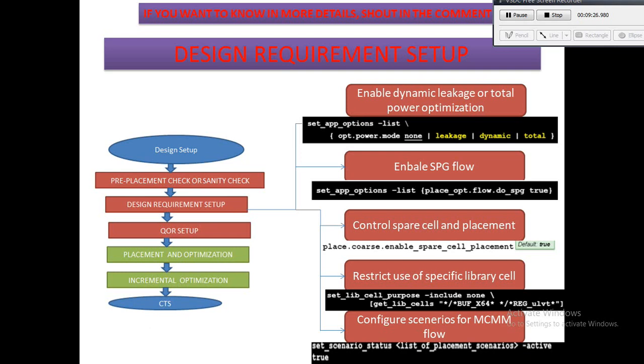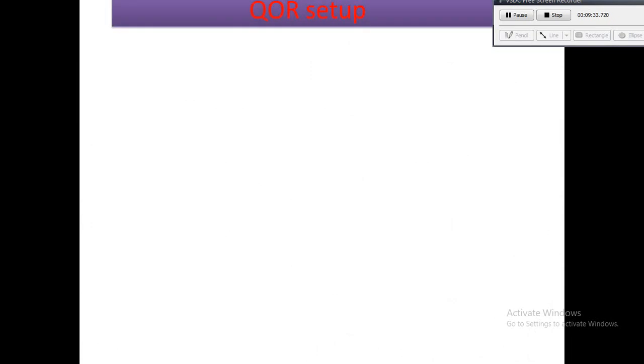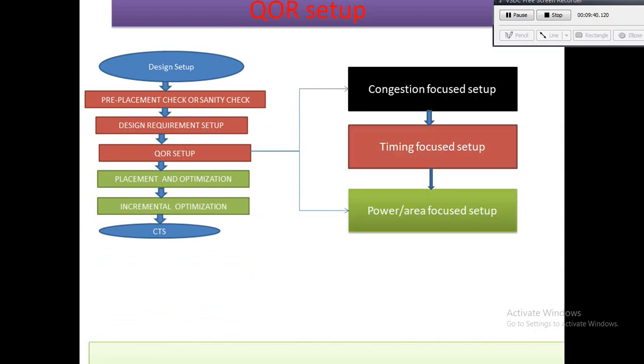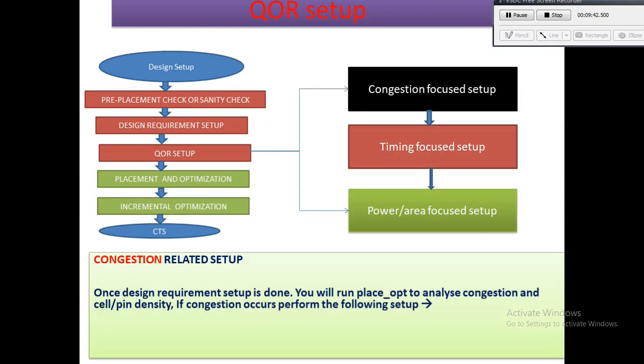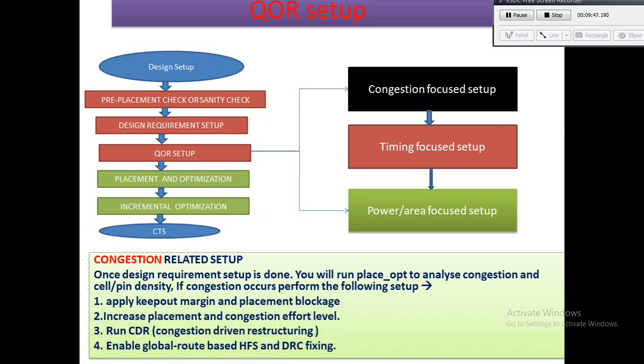So now QoR setup. After the design requirement setup, we come to the QoR setup. We do the QoR setup according to the QoR requirements. After running place_opt, first we will check the congestion. If congestion is acceptable, we move on to check the timing and power.